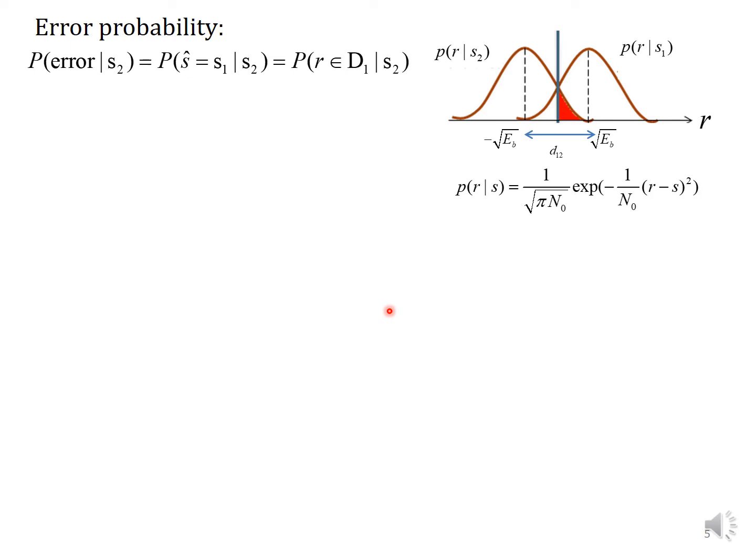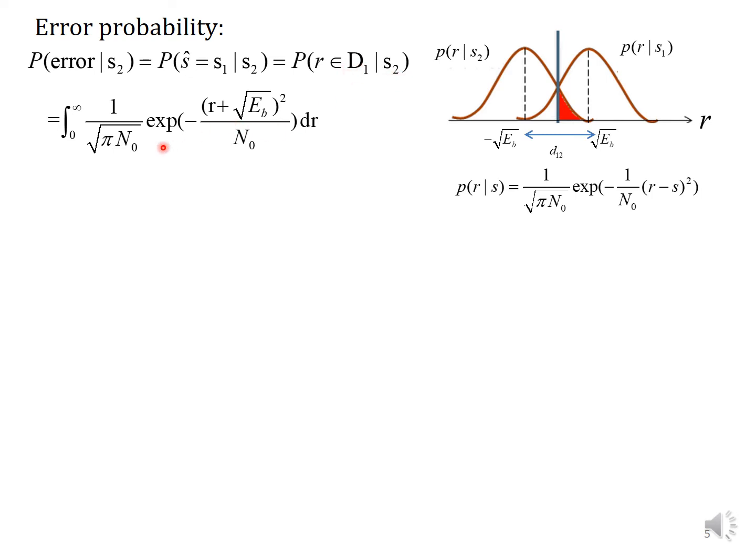Okay, let's see what the error probability would be. The probability here would be this red area, right? What would this area be? As we mentioned in chapter 2, this red area would be the tail probability of this Gaussian distribution function, and that represents the error probability of S2.